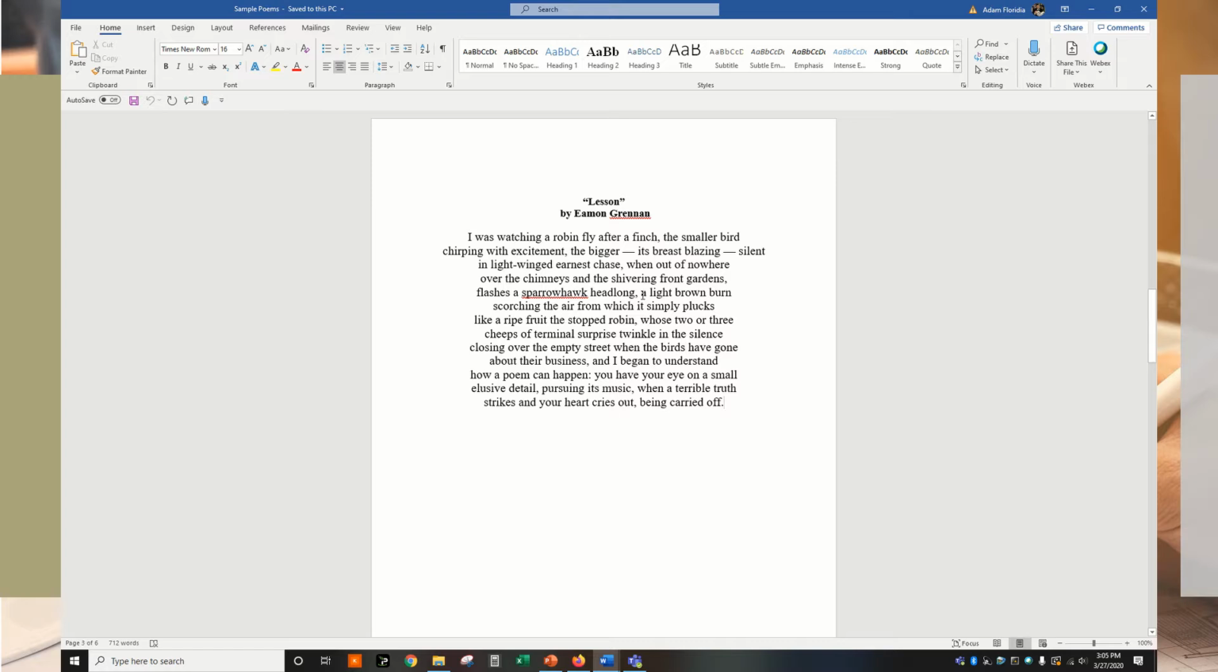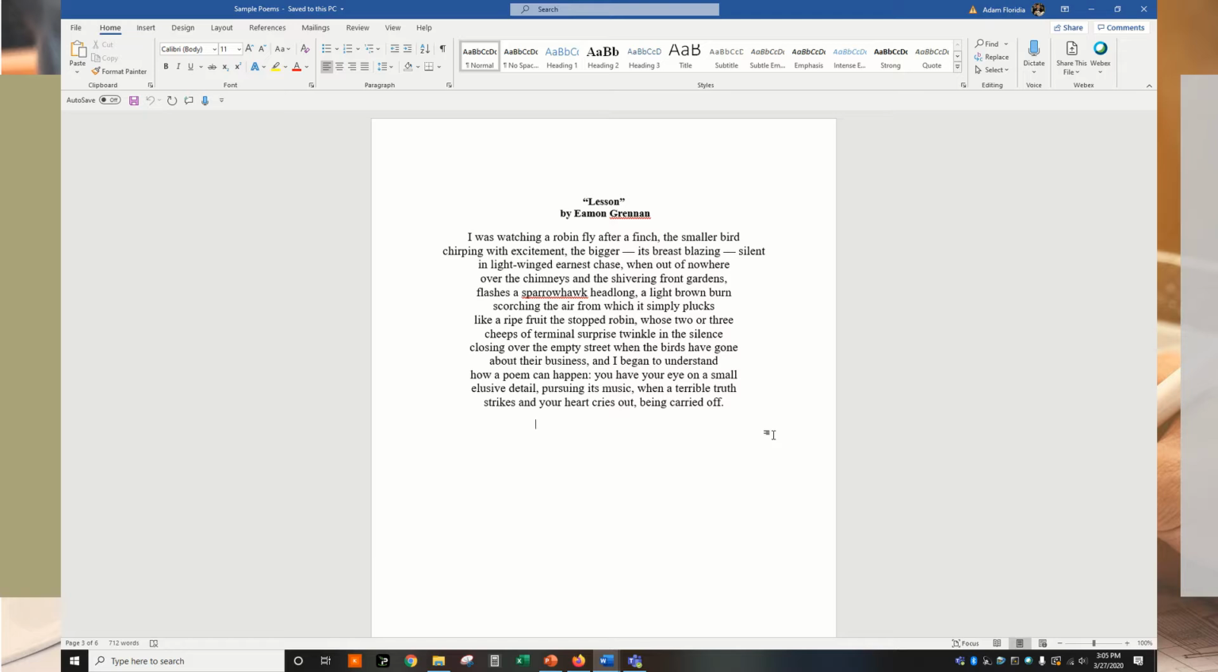I say, this one really struck me, or I have a lot of ideas on this one, or I liked it, or I threw a dart and it landed on this one. So, "Lesson" by Eamon Grennan. I'm going to read the poem out loud, and I'm going to try to understand the literal meaning of the poem first.